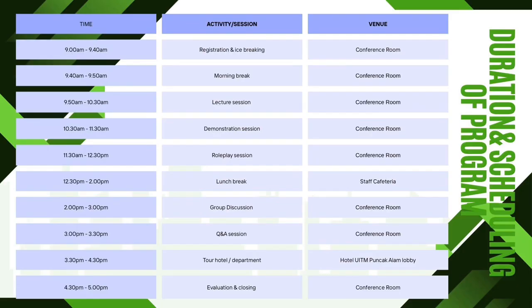This slide shows the duration and schedule of the program. The training starts at 9 a.m. until 5 p.m. It begins with registration and ice breaking, followed by a short morning break. After that, participants will attend the lecture session, demonstration session, and role play session. After lunch, the program continues with group discussion, Q&A session, and hotel or department tour. Finally, the program ends with evaluation and closing. The schedule is arranged step by step so that participants can first understand the theory, then observe examples, and finally practice through activities. This makes the learning process more complete and effective.